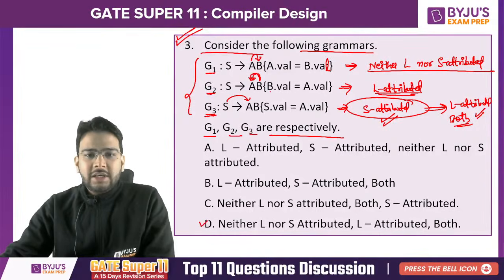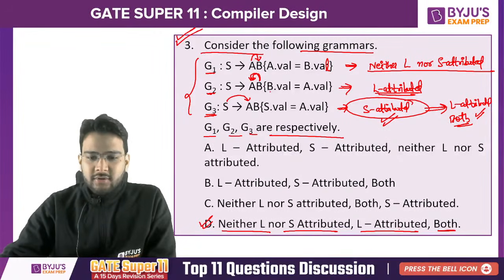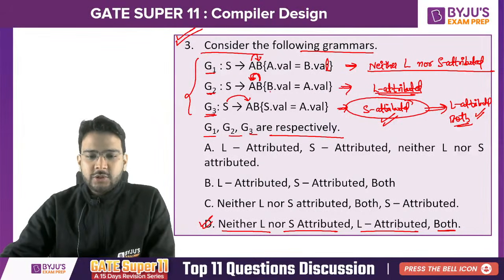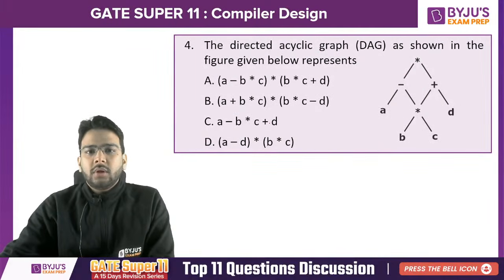So option D is the correct answer: neither L nor S attributed, L attributed, and third one is both. All of you have committed the mistake in this question, and this is not a difficult question, just you need to revise the concept, I feel so. So revise the concept again, okay? Yes, now answer this one. Question number 4.